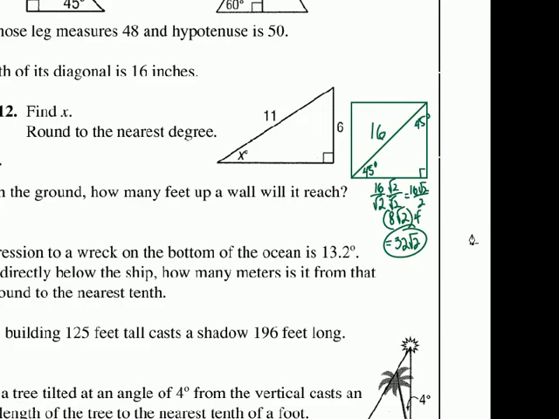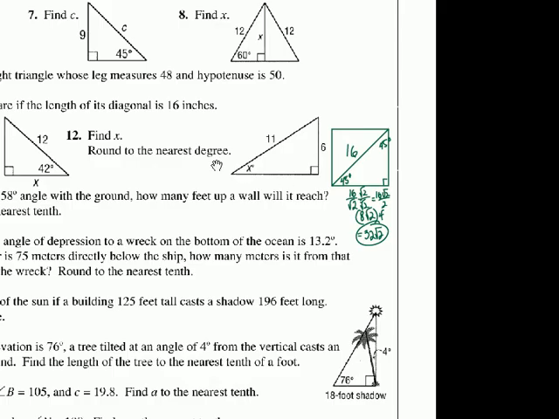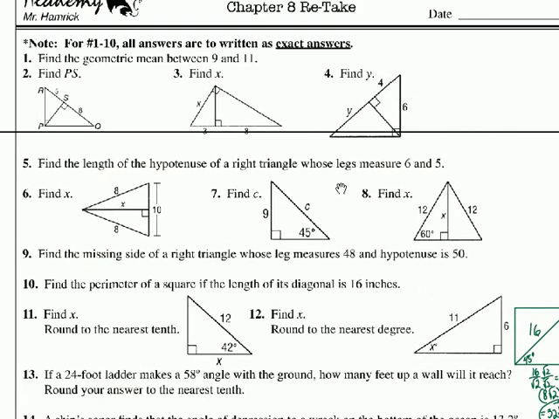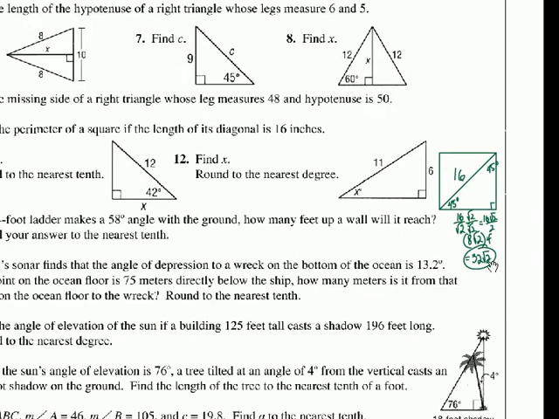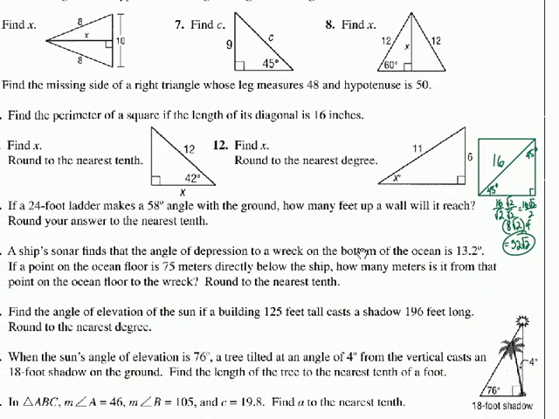Now, it's important that you know how to simplify those things, because what does the question say? It says for numbers 1 through 10, write your answer as exact answers. So 32 times the square root of 2 is an exact answer, okay? I'm not looking for a decimal there. I'm looking for square roots, and I'm looking for you to simplify the square root as well, all right? Because in Algebra 2, you're going to have to do that quite a bit.